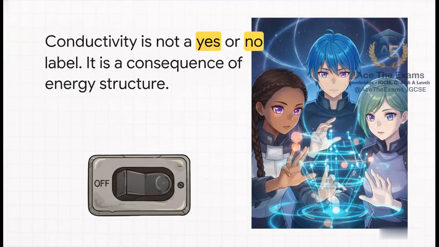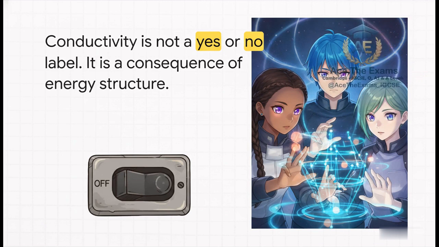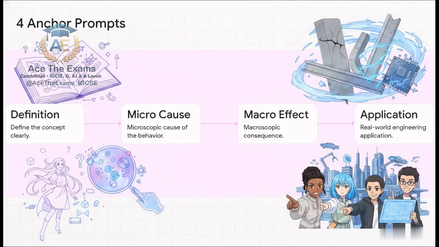To actually secure those top marks, you need a massive mindset shift. Conductivity is not a simple yes or no label. It is a direct physical consequence of a material's internal energy structure. Specifically, we're talking about the gap between its valence band, where electrons normally hang out, and the conduction band, where they are actually free to move. If you're going into the exam treating materials just as things that conduct and things that don't, you are completely missing the physics.